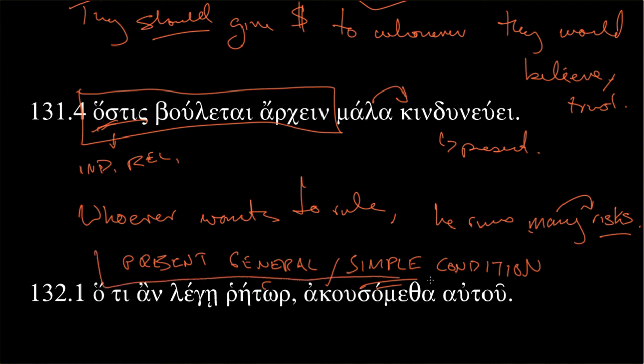To make a distinction here would be fairly academic. Greeks aren't going to have a problem with this. It's a generalized concept. It's a simple condition. Whether we want to call it present general with a lack of subjunctive, that's just grammar rules. That's not anything to do with the language itself.